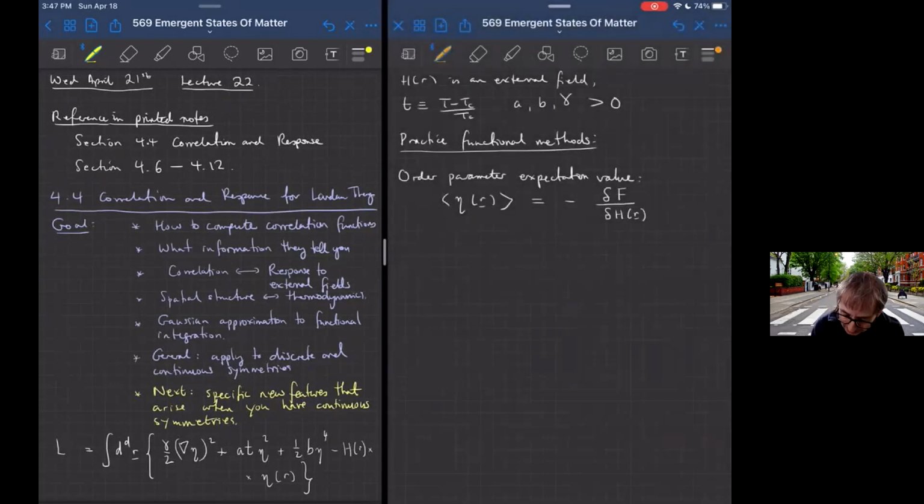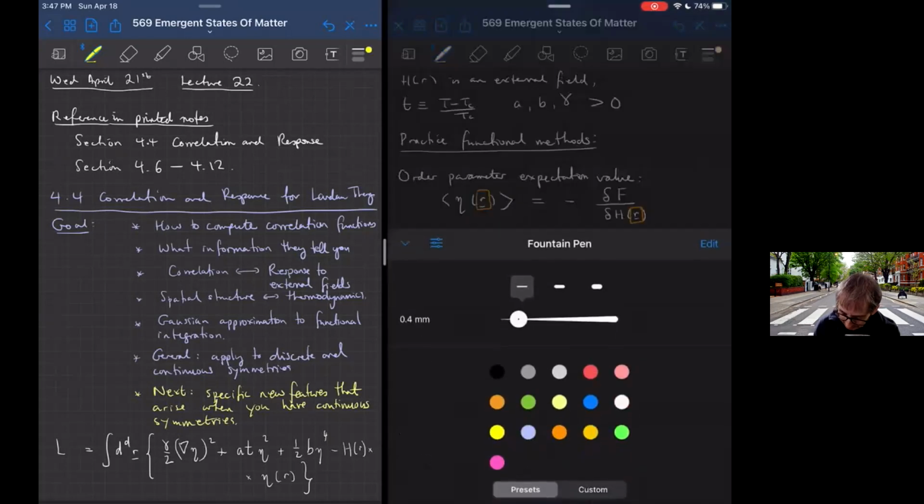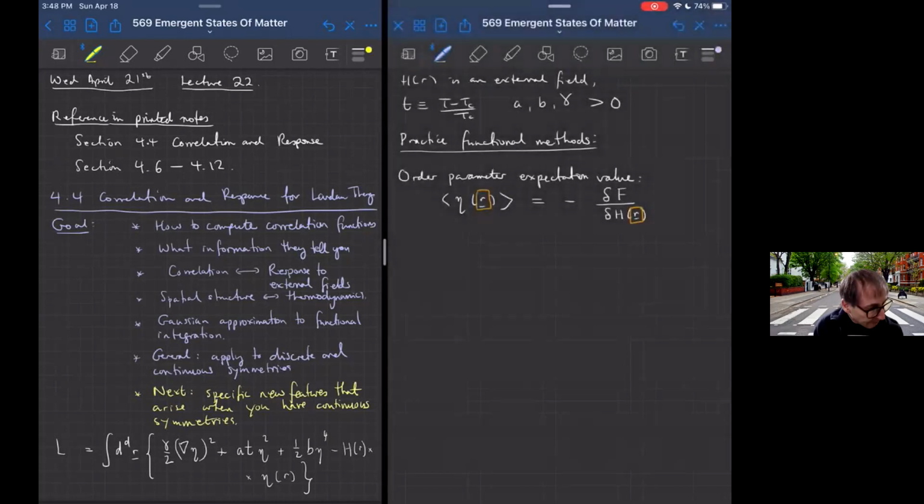I want to just comment that, as you've heard me say before, space is just a label. So notice that when I compute this object, I'm computing it at a particular point in space r, and so r is on the left-hand side, and so r has to be on the right-hand side. We're differentiating with respect to the external field at the point r, and so those two r's are the same. So let's just see where this comes from.